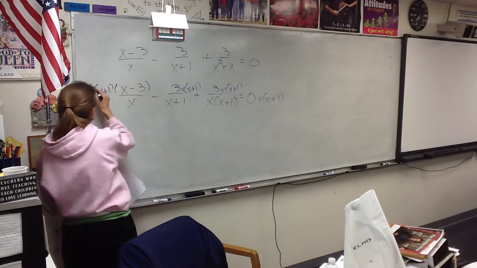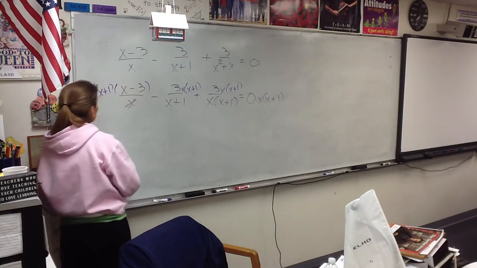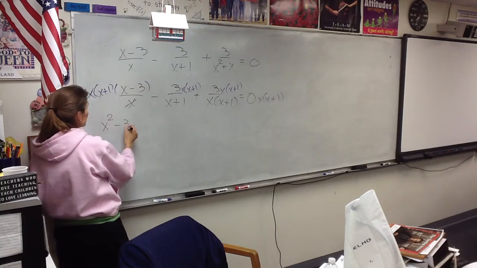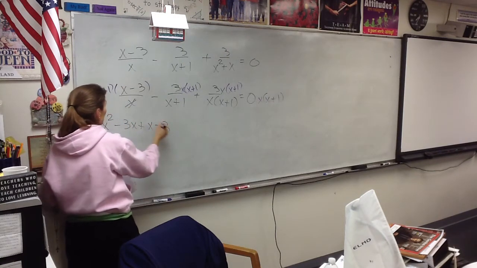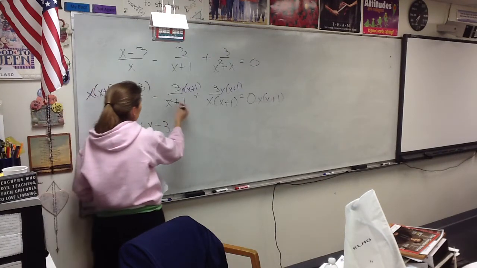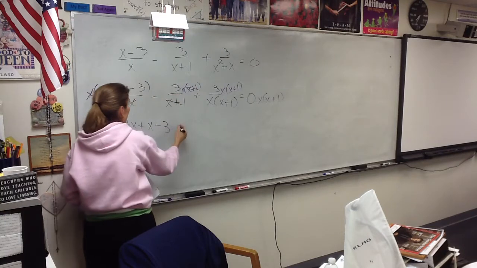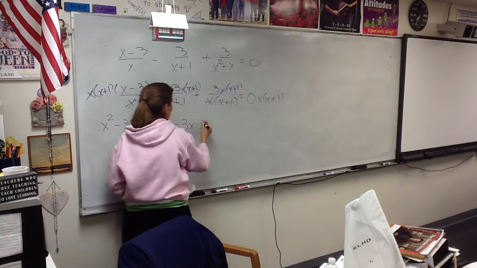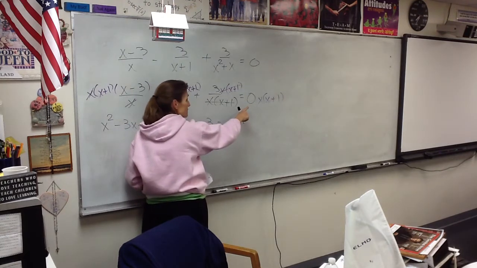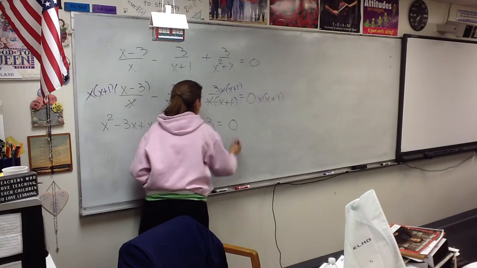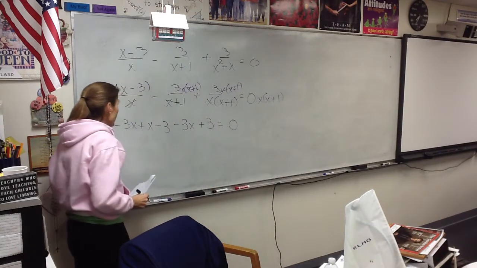Now, what happens? Well, here, these x's cancel, and I end up with x squared minus 3x plus x minus 3. That's what I have left in the first term, right? Now, here, these are going to cancel, and all I have left is minus 3x. Here, everything cancels. All I have left is a 3. And what happens on that side? What happens over there? 0. All right, so here we go.